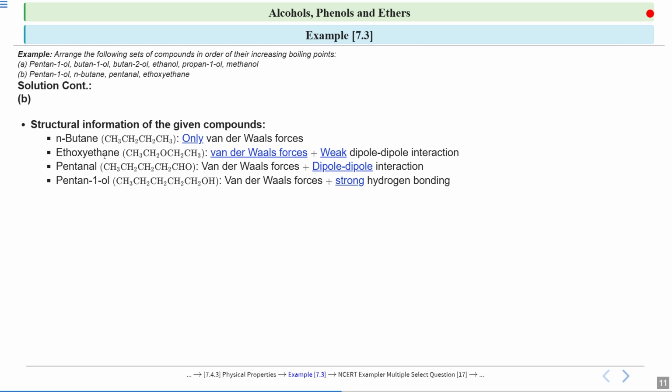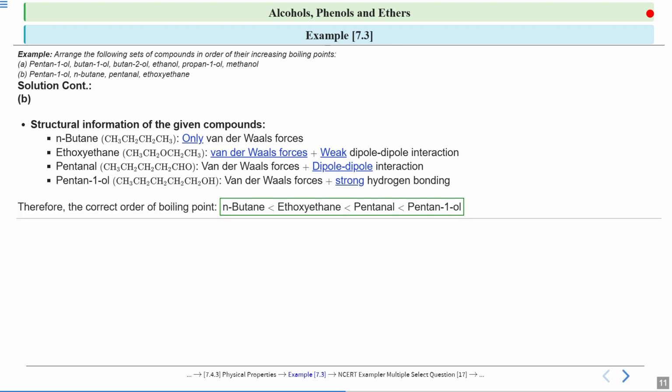It is ethoxyethane, which is an ether. So it will be van der Waals forces and weak dipole-dipole because of the carbon-oxygen single bond. In pentanol, it is an aldehyde. So there is a carbon-oxygen double bond. So there is van der Waals force and dipole-dipole interaction will be strong in this case as compared to the ether one. And then I have alcohol, and in alcohol, you know, there is strong hydrogen bonding.